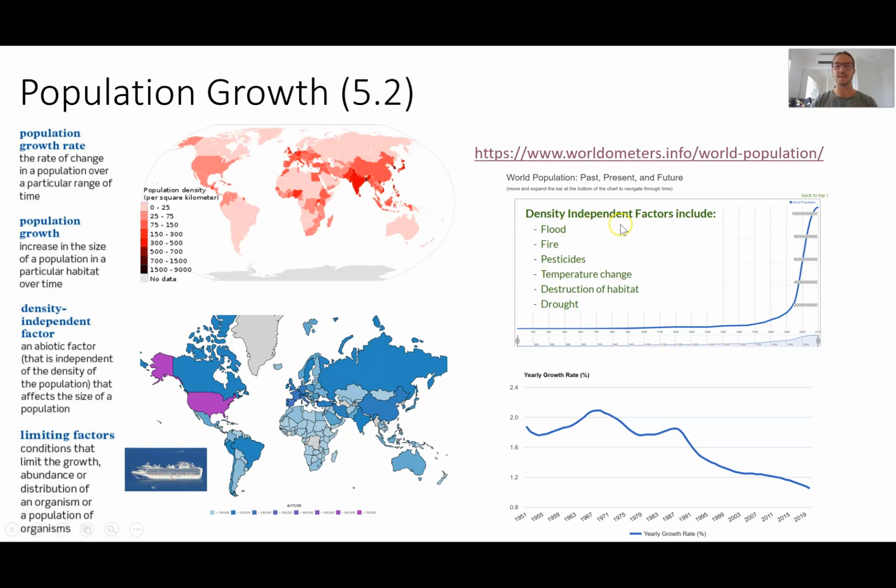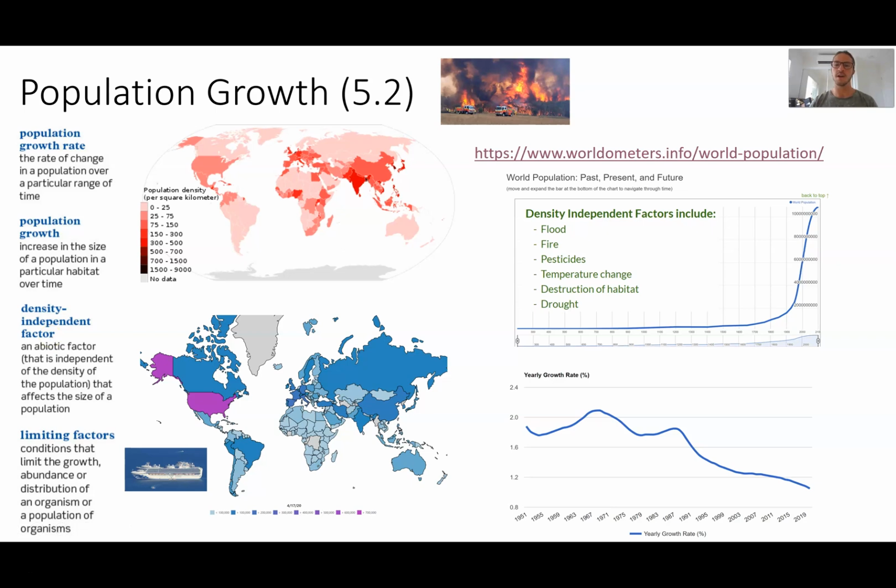There's density independent, so that means regardless of the density of that population, these factors can still have an effect, and we have things such as flood, or fire, or pesticides, temperature change, climate change, destruction of habitat, so perhaps climate change again, or if a meteorite came into the Earth or onto Australia. Regardless of the density, there's going to be an impact on the population. And then lastly, drought. We will talk about density-dependent factors more next week.